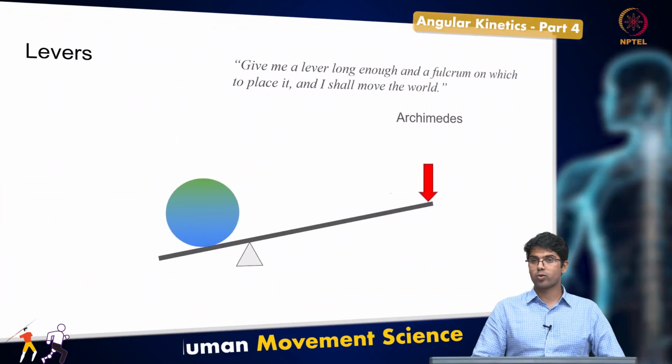There's a famous quote by Archimedes, which you might have come across during your school days: give me a lever long enough and a fulcrum on which to place it, and I shall move the world. Now, of course, it goes without saying that we'll need somewhere to stand, but the idea is that I can move very large objects all by myself if I have a lot of what is called leverage, right?